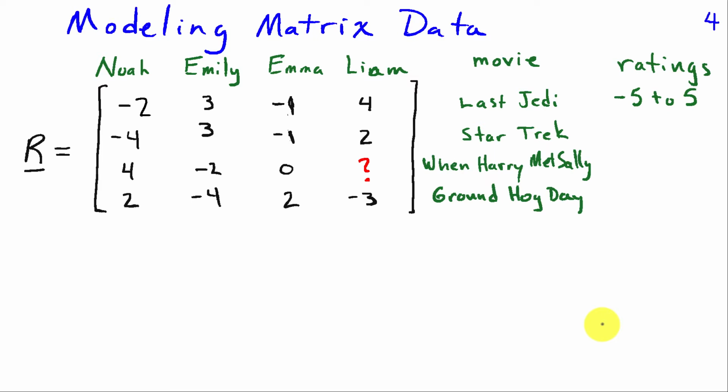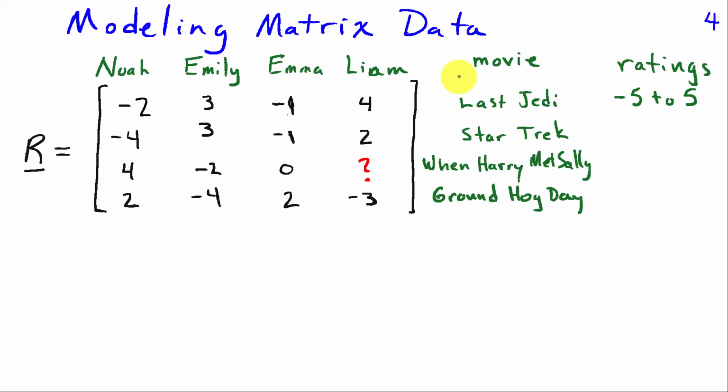So in this first example, we looked at modeling a vector, the price data. Well, what if we try to model a matrix? To illustrate this, I'm going to talk about movie ratings. We have 4 viewers, Noah, Emily, Emma, and Liam, and there are 4 different movies we're considering here: The Last Jedi, Star Trek, When Harry Met Sally, and Groundhog Day. So we've got 2 sci-fi movies and 2 romantic comedies.